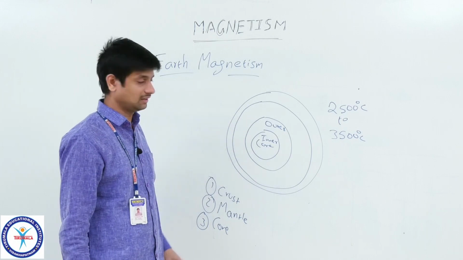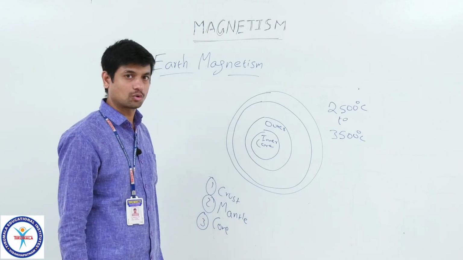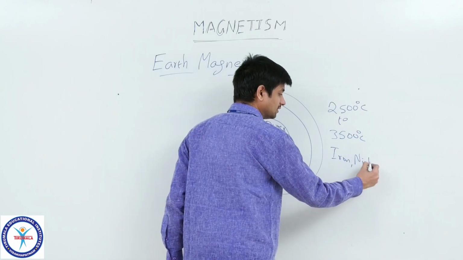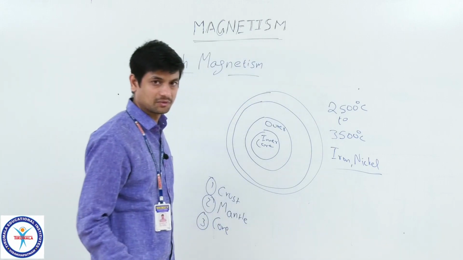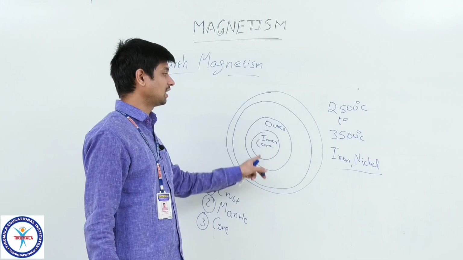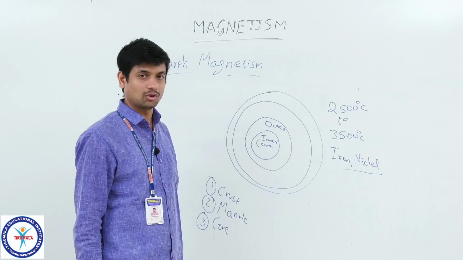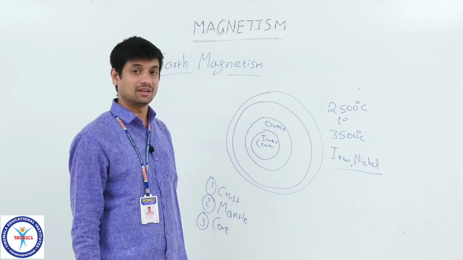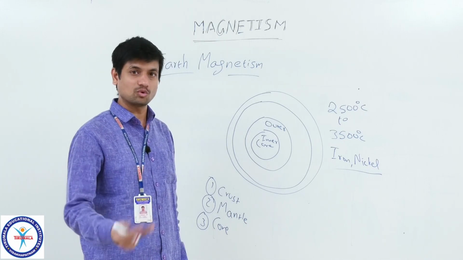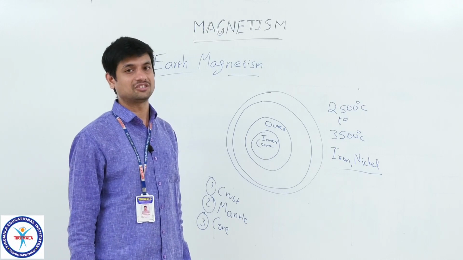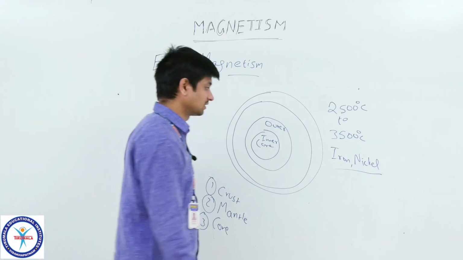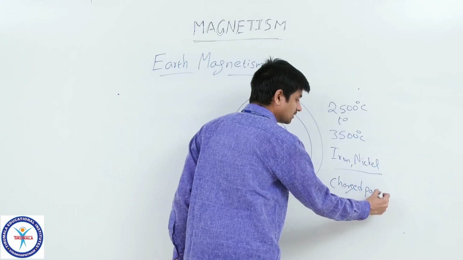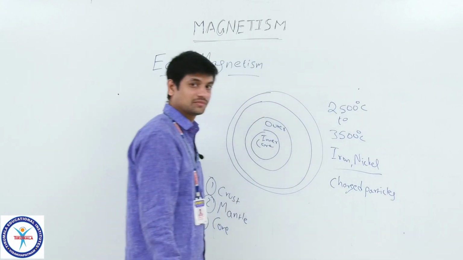So due to the temperature, what is the outer core material? Mainly iron and nickel. These types of elements exist in the outer core. So what happens due to this temperature? They will be ionized. Ionized means they will lose electrons and become charged particles. So charged particles exist in the outer core.